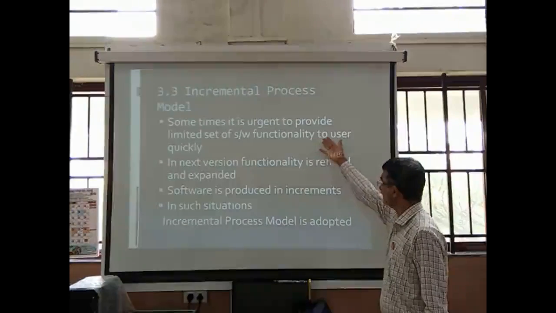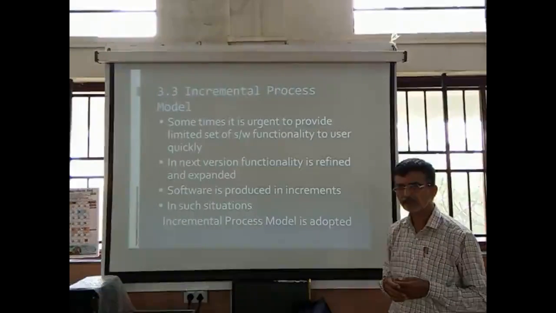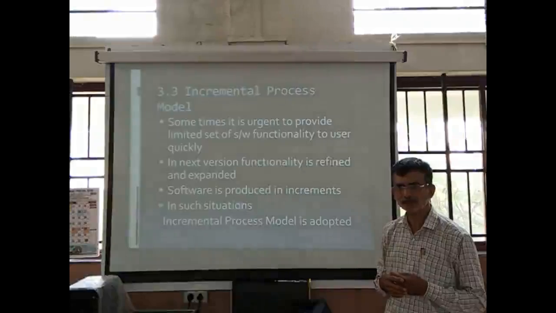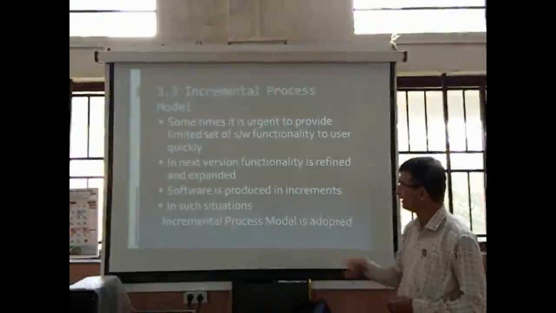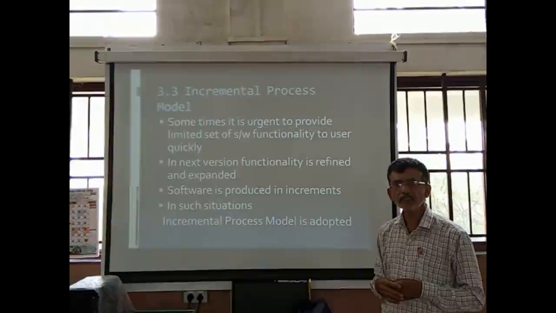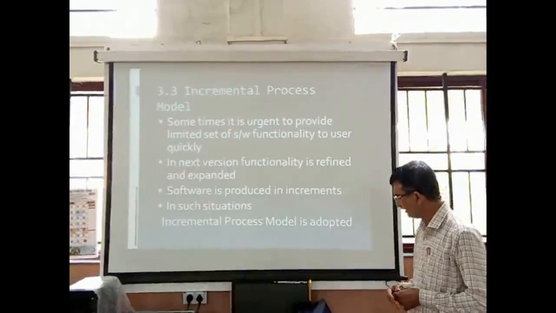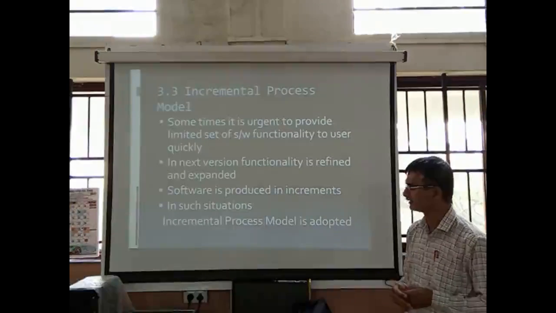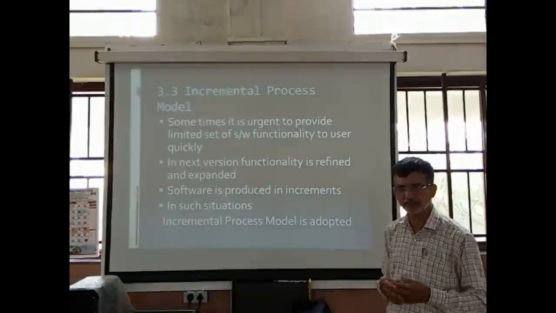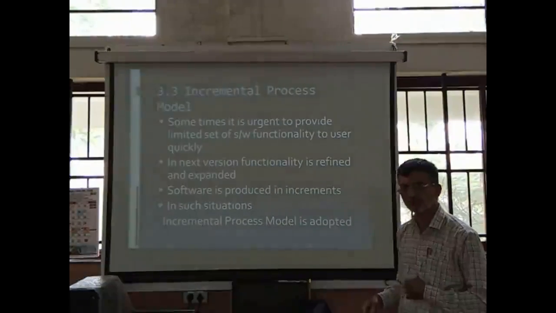Sometimes it is urgent to provide a limited set of software functionality to the user quickly. The user is not ready to wait for a long time, so he wants a proof of concept or some functions immediately. In the next version, functionality is refined and expanded. After we get feedback from the customer, in the next version the functionality and features are increased. Software is produced in increments, and in such cases the incremental process model is adopted. So when we want an immediate answer to a question, the incremental process model is the answer.